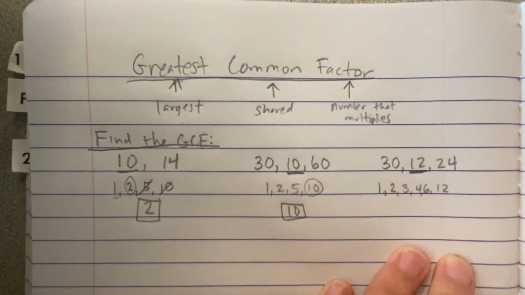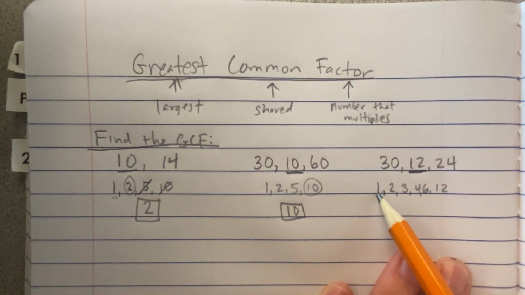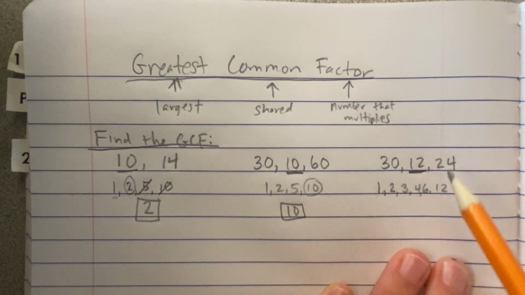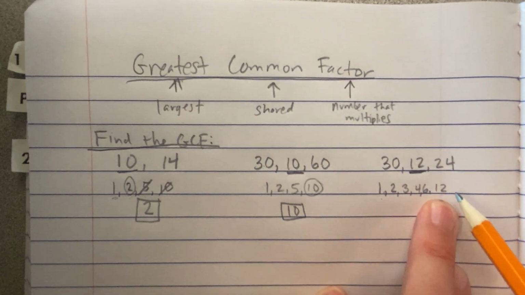So now I'm going to ask myself, are these shared? Now notice what I'm going to do. I'm not going to start at the bottom because of course 1 is a shared factor. It's a shared factor of everything. So is 2. Look, 2 is a shared factor, 3 is a shared factor. I'm not going to start over here. What a waste of time. Let's start at the top because I'm looking for the greatest.